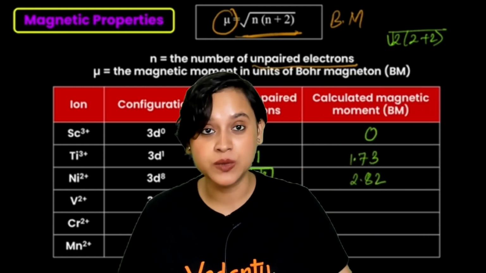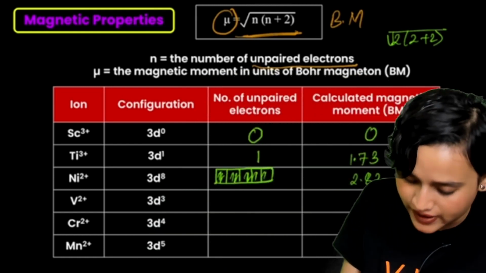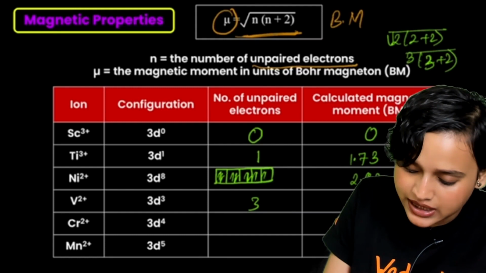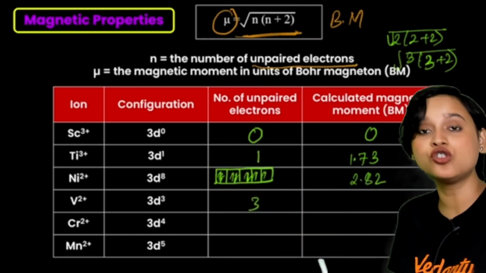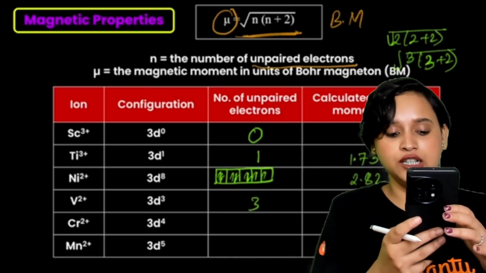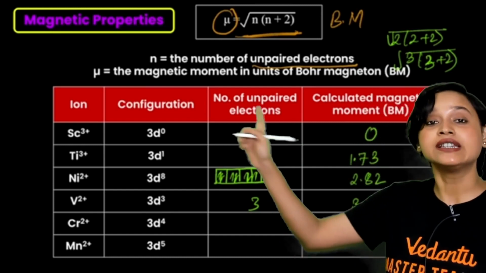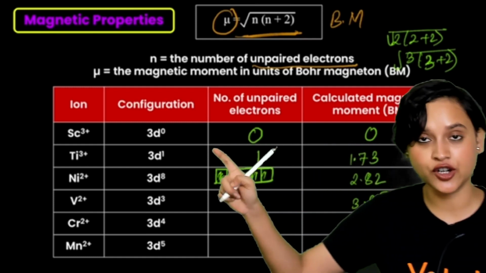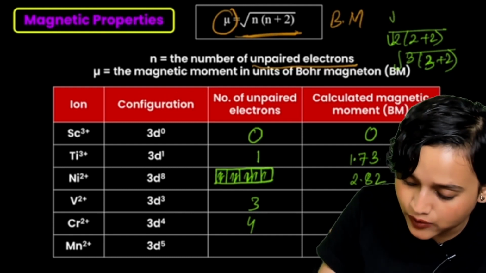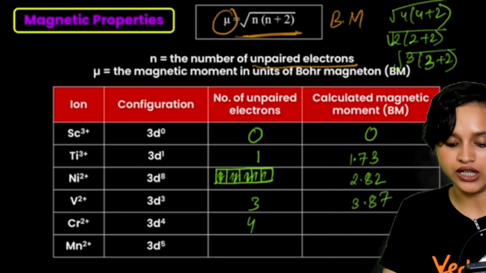Now let's go to vanadium 2+. Vanadium 2+ has electronic configuration of 3d3. That means there are 3 unpaired electrons. 3 plus 2 means 5, and 5 into 3 is 15. So root over 15 will be how much, everybody? Let's calculate. What do you get? 3.87. Then you have Cr2+. Cr2+ has an electronic configuration of 3d4. That means there are 4 unpaired electrons. 4 plus 2 is 6, 6 fours are 24. So root over 24. What will you get?